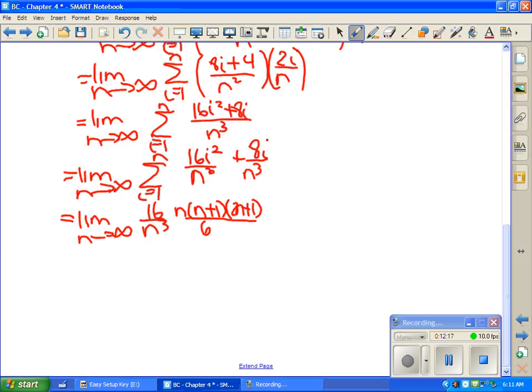So again, if I look at the n behavior, I'm going to use the largest term on top and the largest term on bottom. This term here is going to equal 0 because I have n squared in the numerator and n cubed in the denominator. This one over here is going to equal 32 over 6, or 16 over 3, which is my final answer.